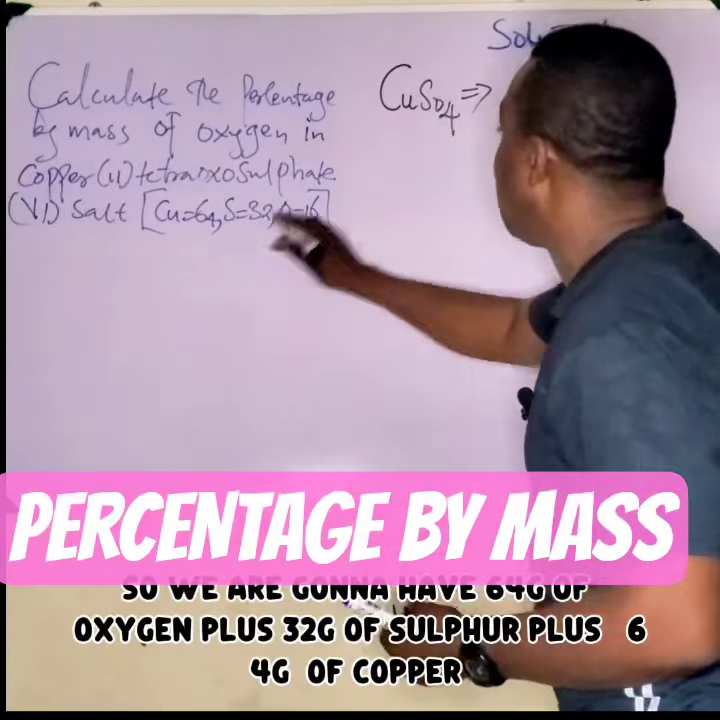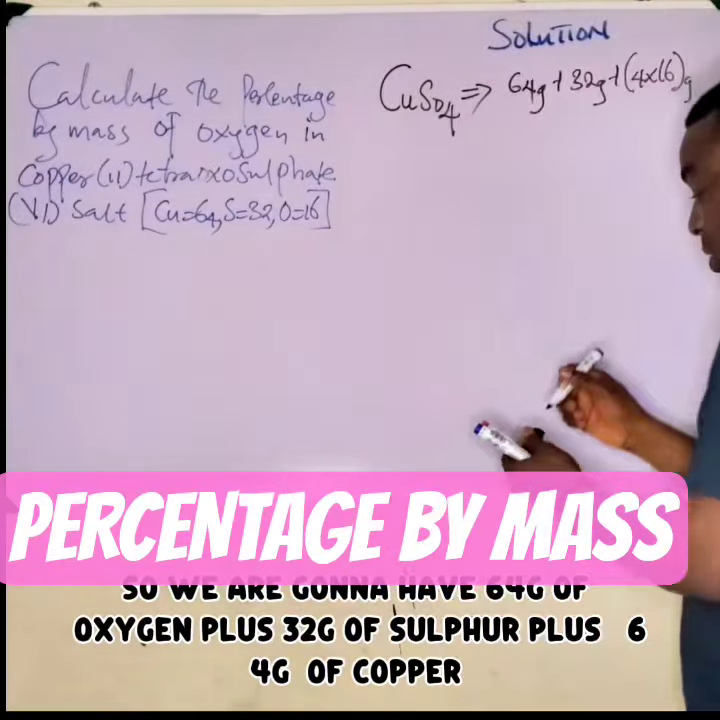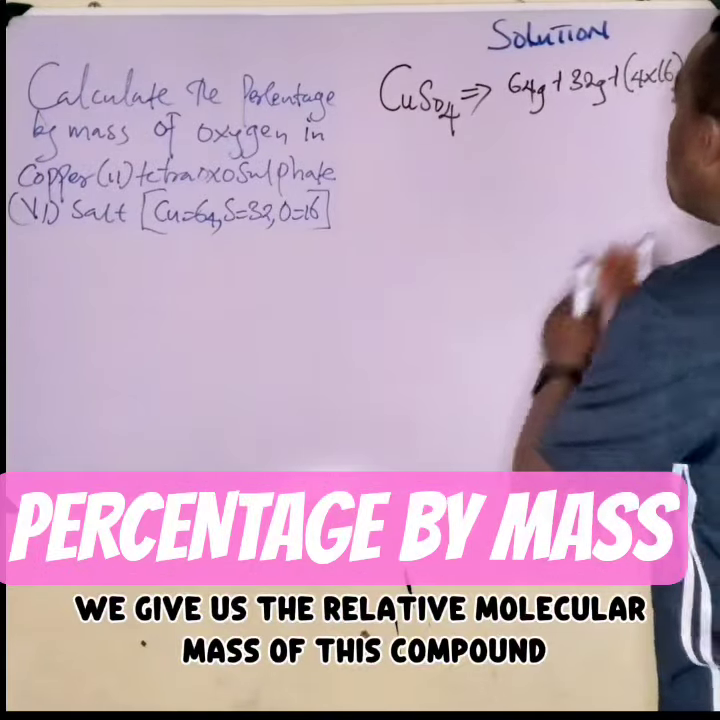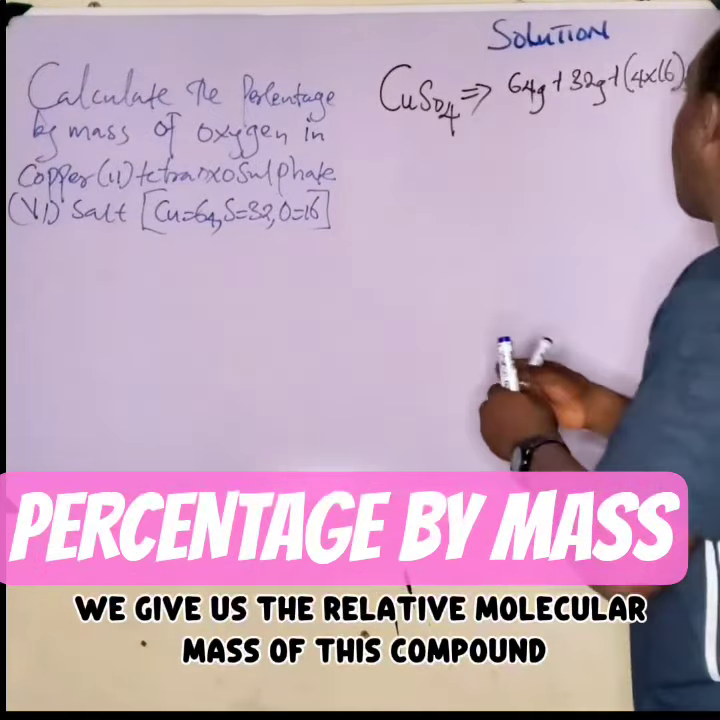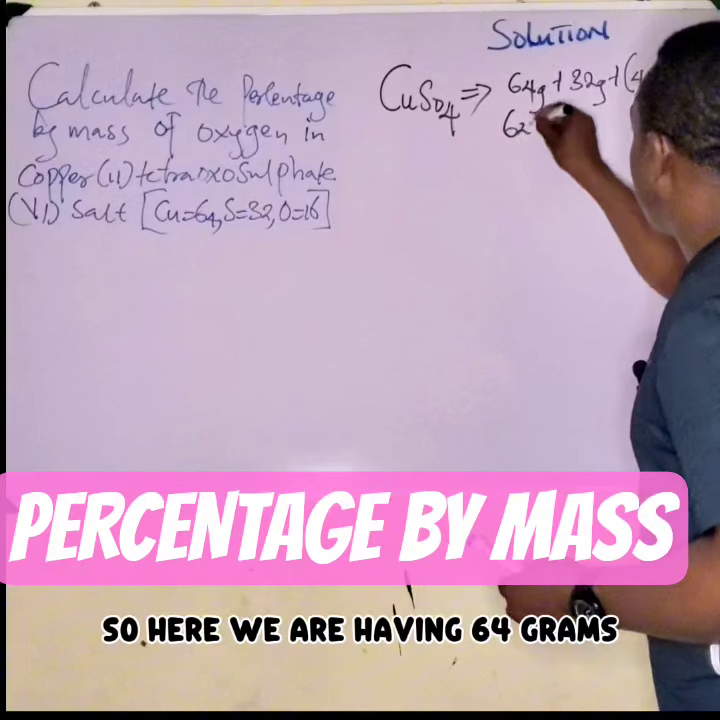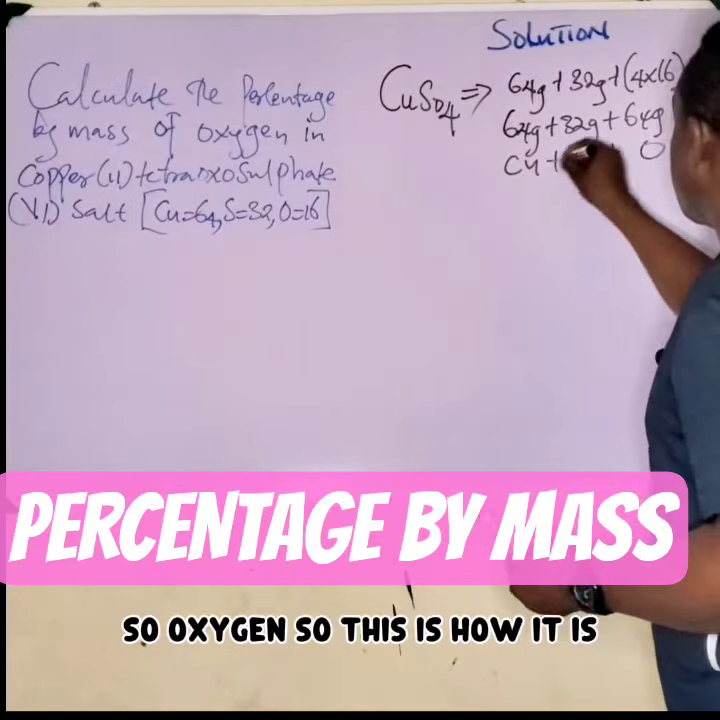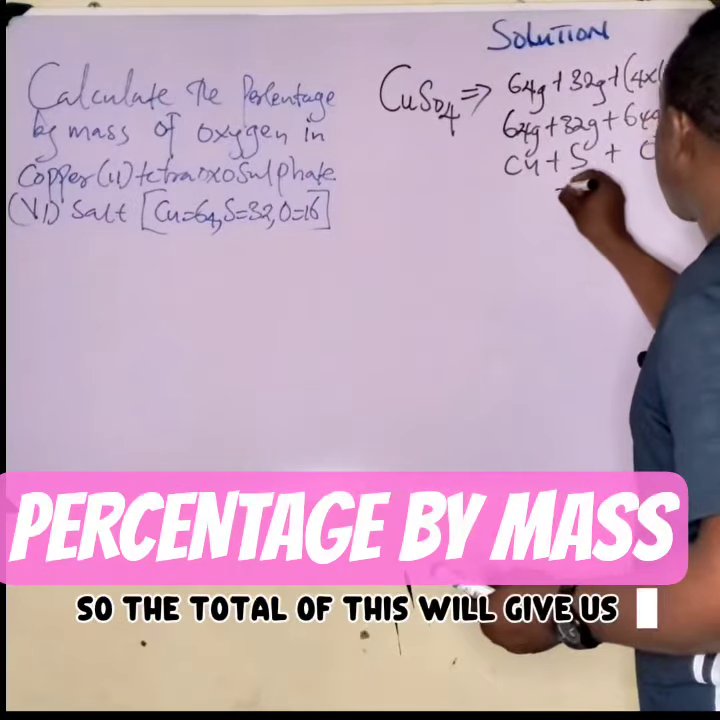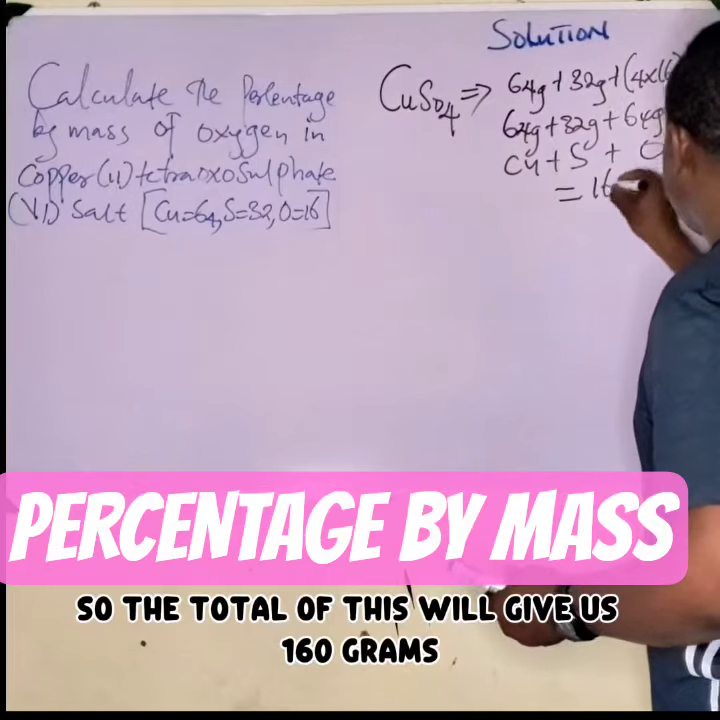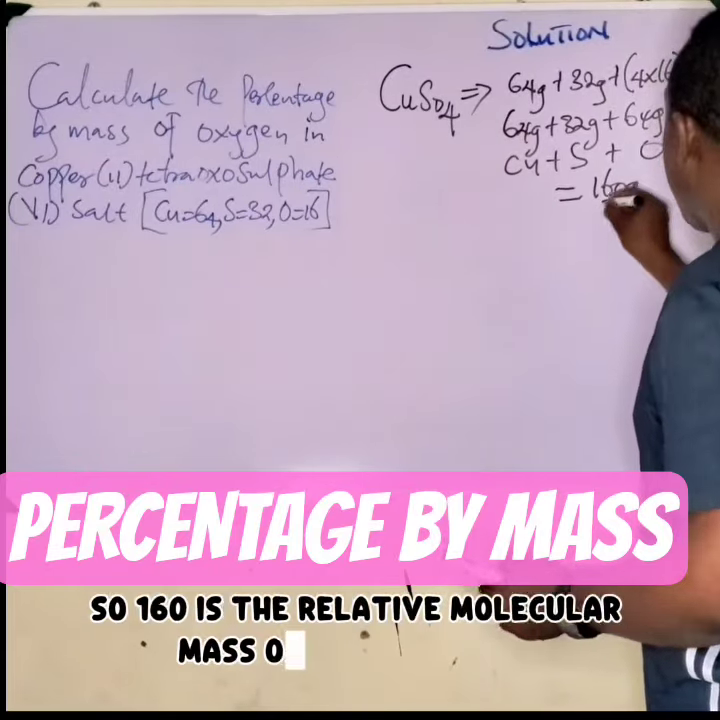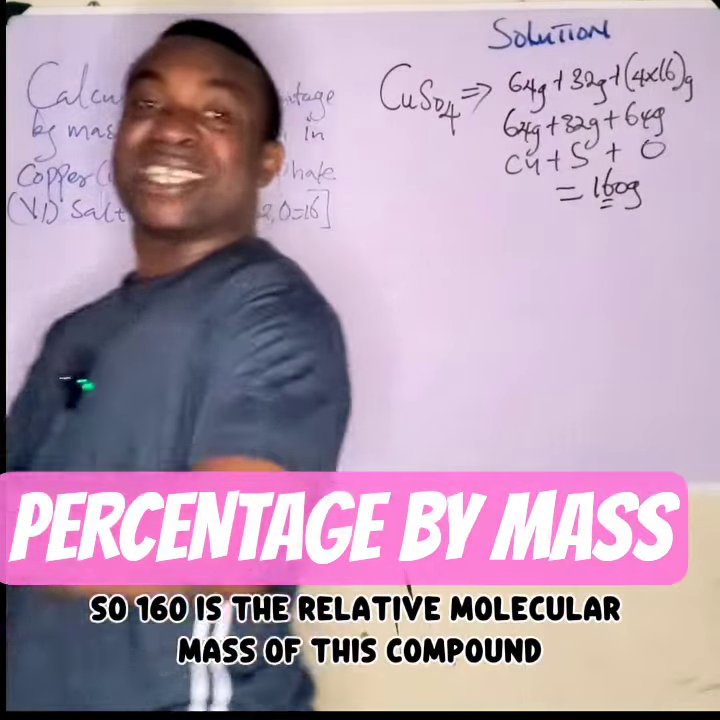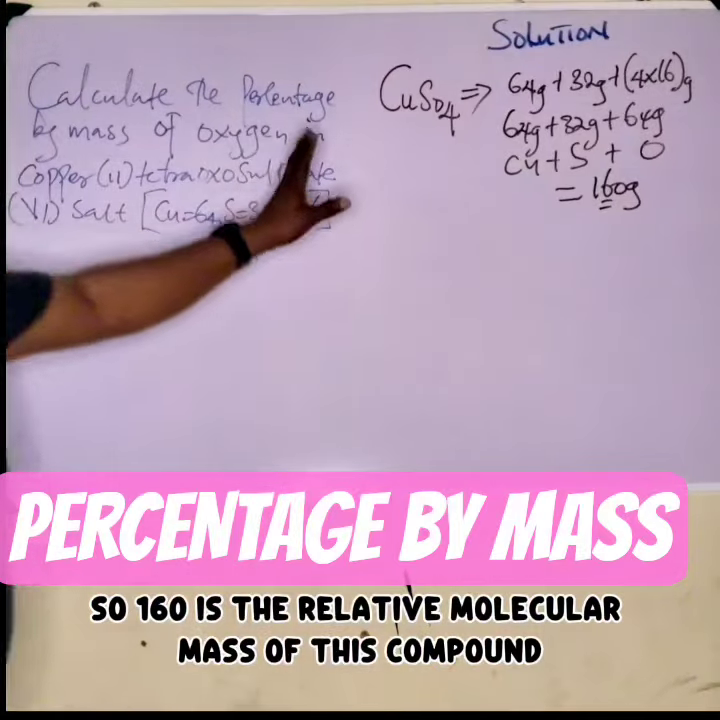So we are going to have 64 of oxygen. This will give us the relative molecular mass of this compound. So here we are having 64 grams for this oxygen. So this is how it is. The total of this will give us 160 grams. So 160 is the relative molecular mass of this compound.